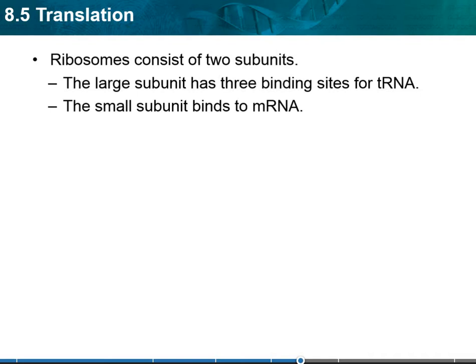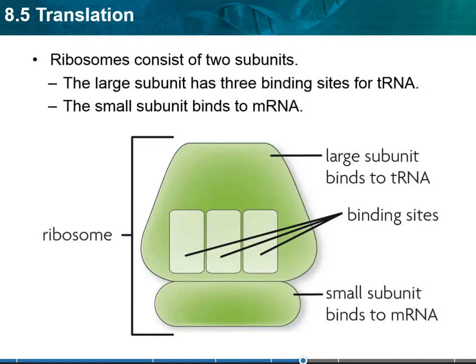So the large subunit has 3 binding sites for the transfer RNA. So you're going to have 3 transfer RNAs that are going to land in the binding site area. And then you're going to have the small subunit of the ribosome that's going to hold the messenger RNA. So this whole thing, this little green thing, would be sitting on a messenger RNA and going along.